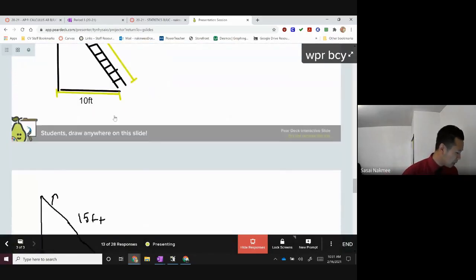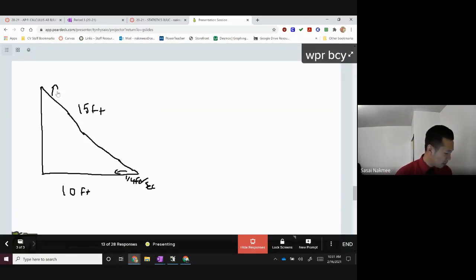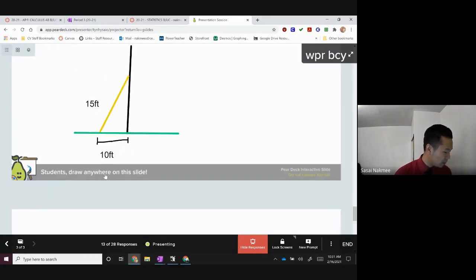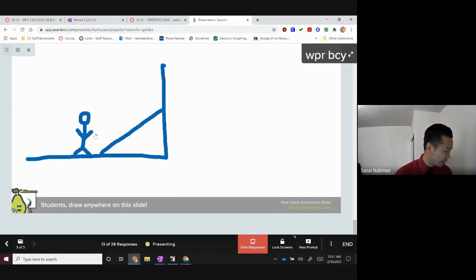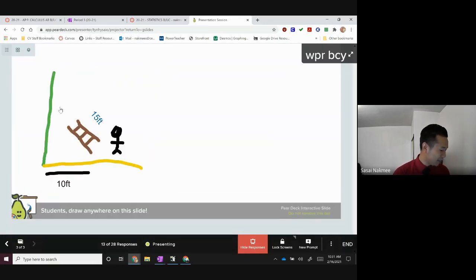Great use of your lines. Same thing right here. Beautiful. 15 feet for the length and 10 feet away from the wall. Awesome job. 15 and 10. Beautiful. Drawing the ladder right now. Drawing your person. Don't forget to label it. 15 feet, 10 across. Awesome job.